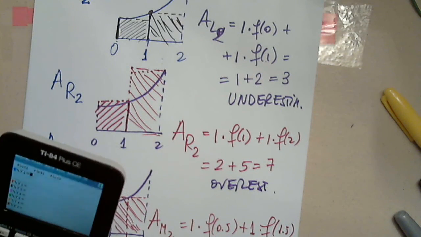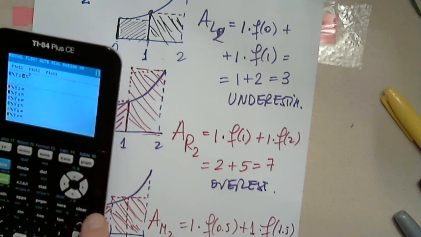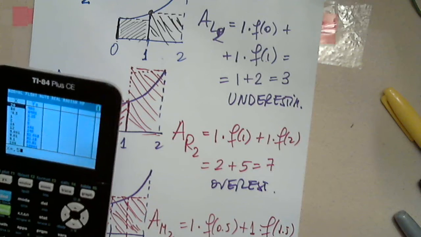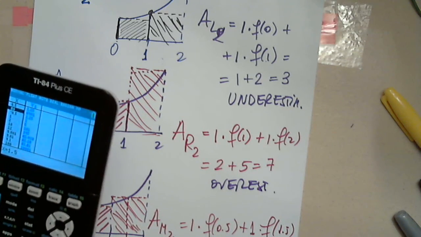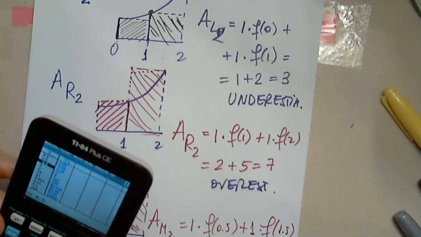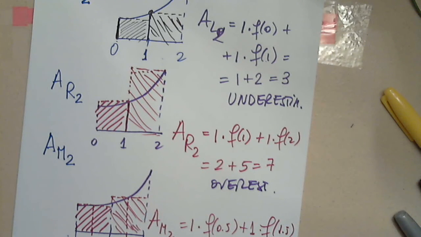In y equals, I'm going to put this function as x squared plus 1. And I'm going to plug in 0.5, and I'm going to plug in 1.5, and then when I add 1.25 to 3.25, I have 4.5.